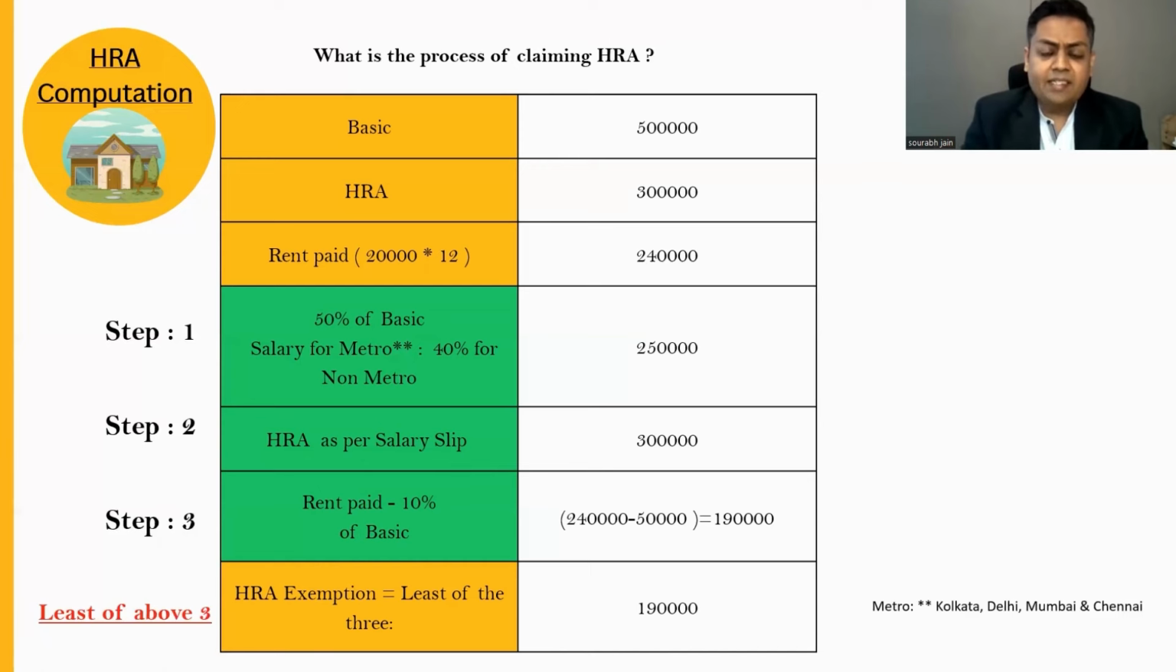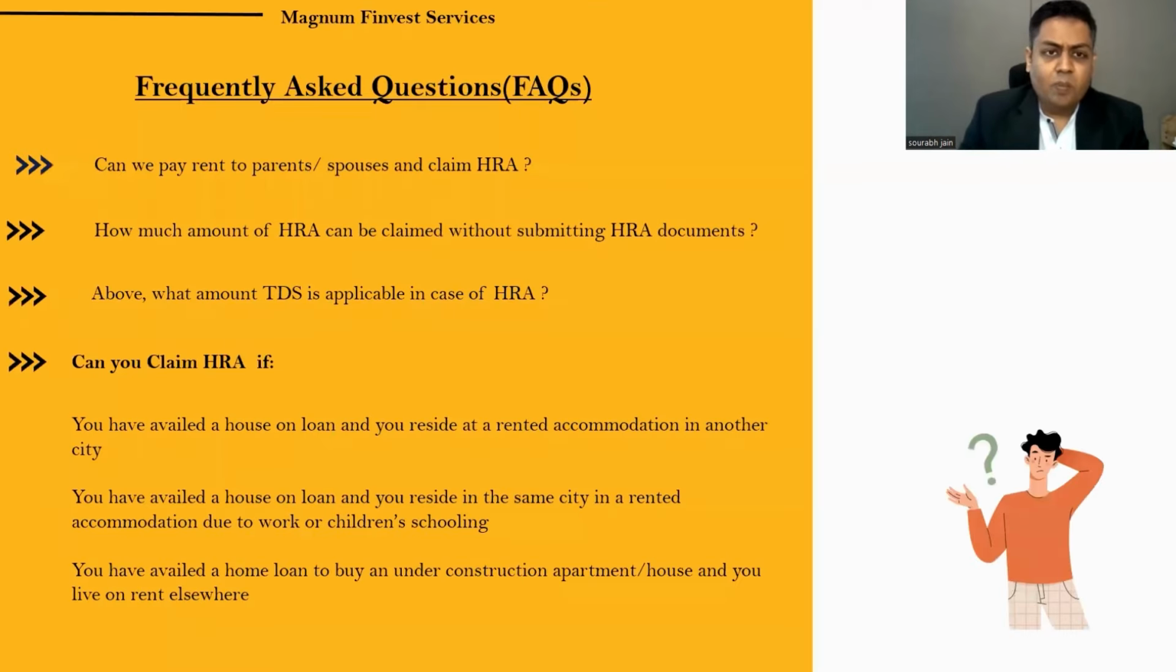Now let's understand some queries pertaining to HRA. Normally people have certain queries: if I'm staying with my parents or my spouse and the house is owned by them, can I claim HRA? Yes, 100%. If the house is owned by your parents, either your father or mother, or solely by your spouse, you can claim HRA, and you can pay rent to them.